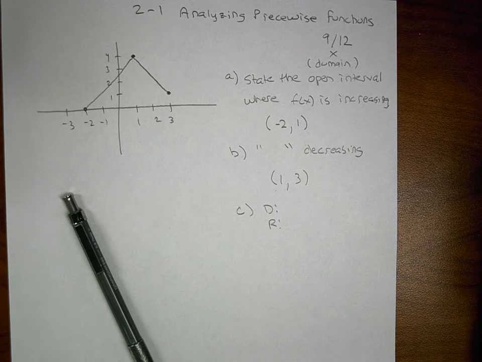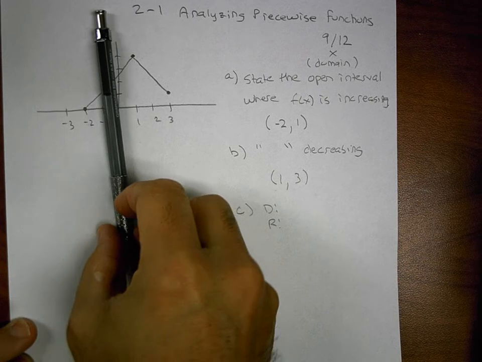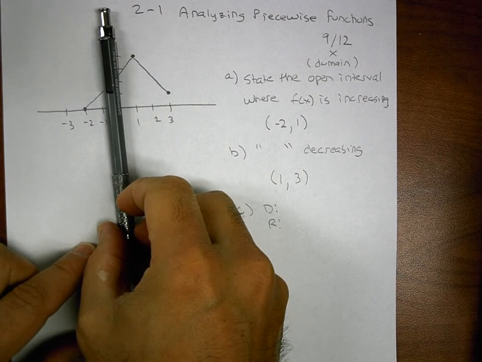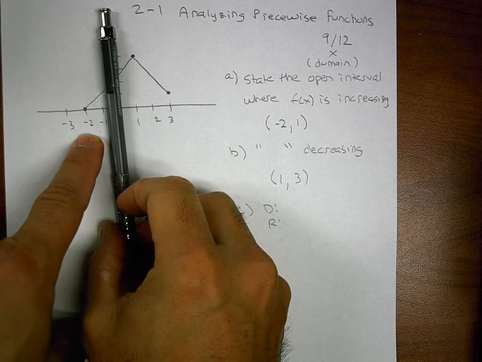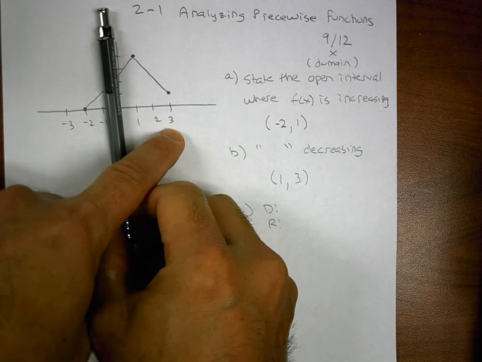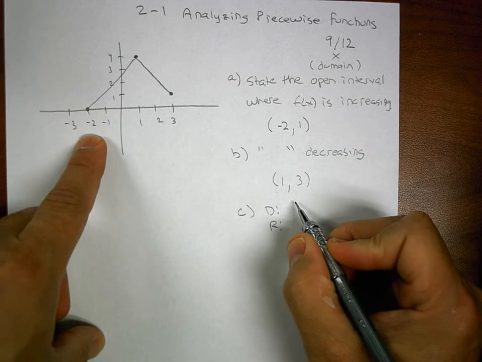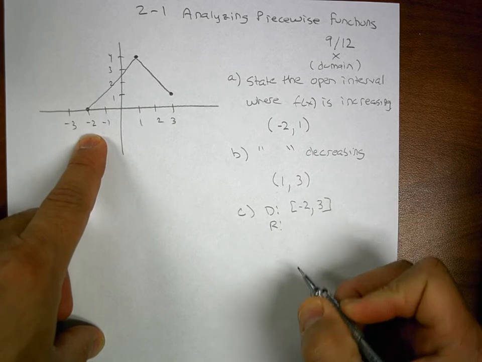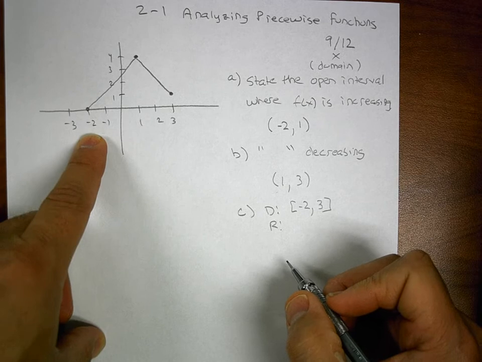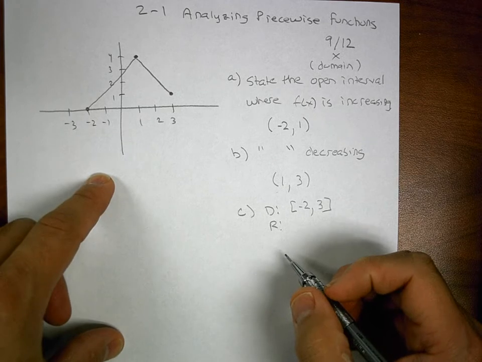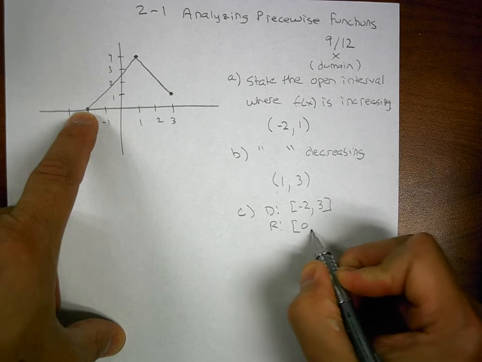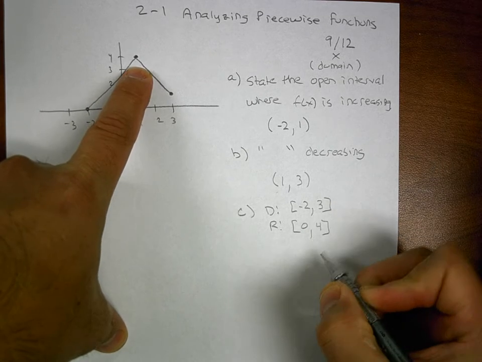Okay, so domain. What's our domain of x values where we see this graph? Negative 2 all the way to 3. Square or curved? Squared. Yes, negative 2 all the way up to 3. There you go. Good. And then range of heights. What's the lowest? 0 all the way up to a height of 4. We include 4. There we go. There's our range.